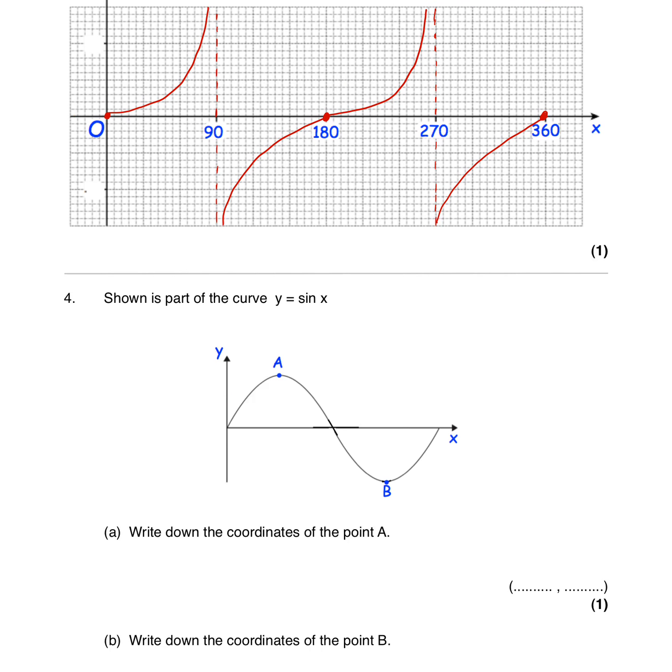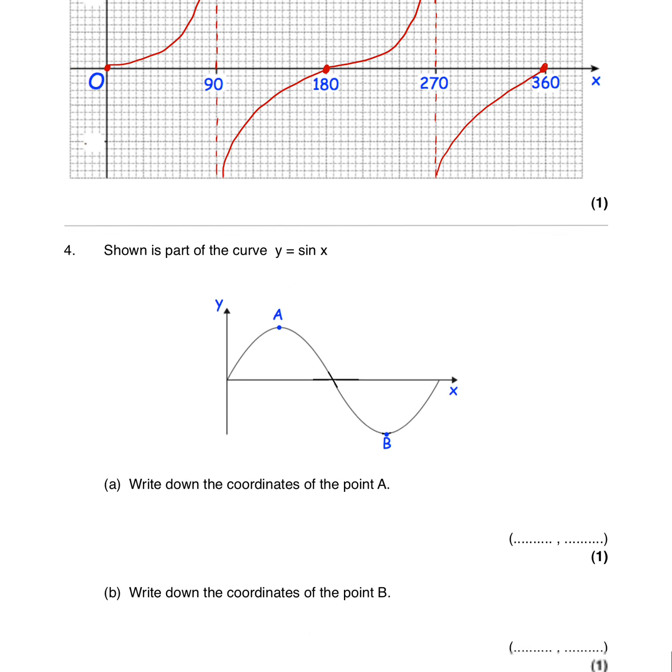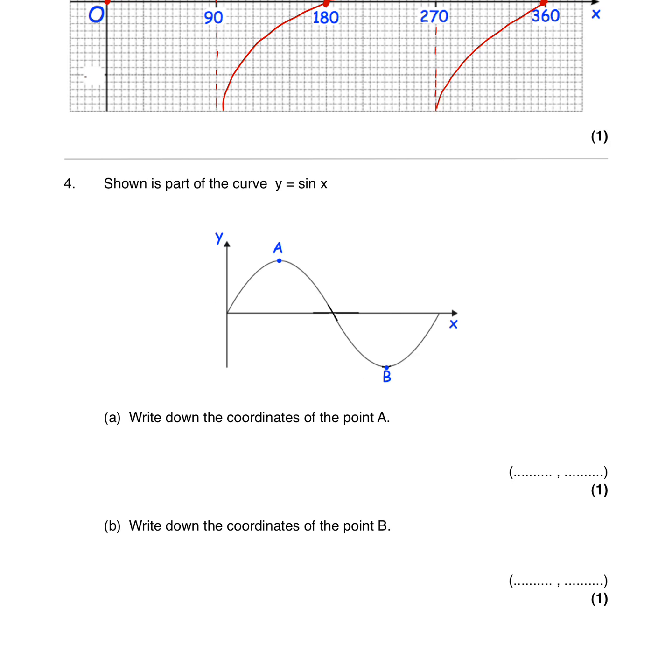Question 4, just underneath it. This is the picture of the sine graph drawn for you. This time the focus is on the coordinates of that maximum and minimum point. The maximum point happens, remember, at 90 degrees and has a maximum value of 1. The minimum point happens at 270 degrees and the minimum value is -1.